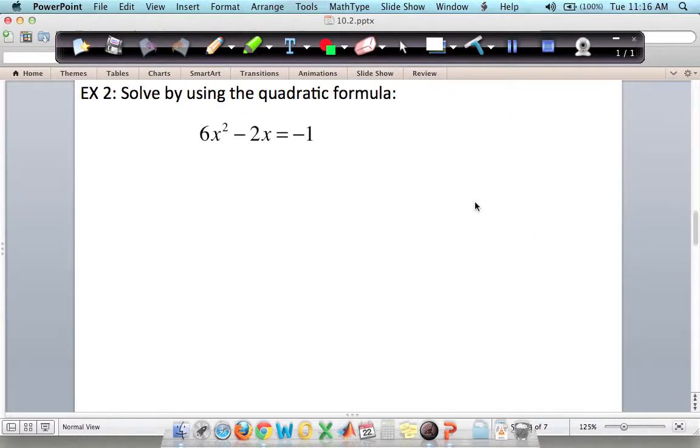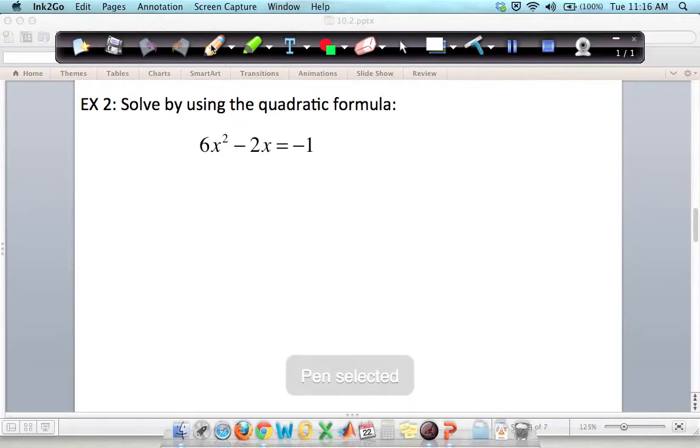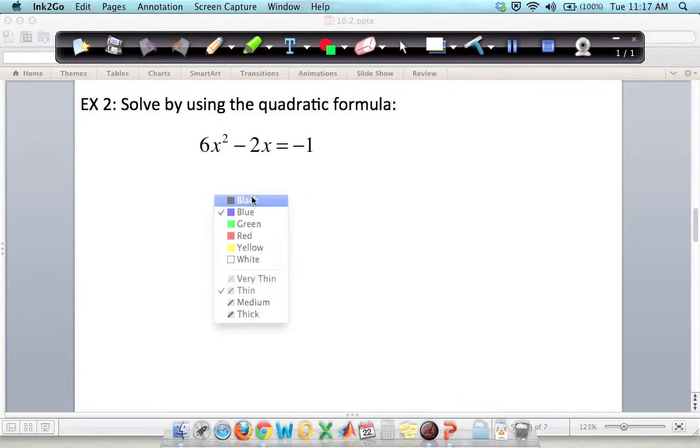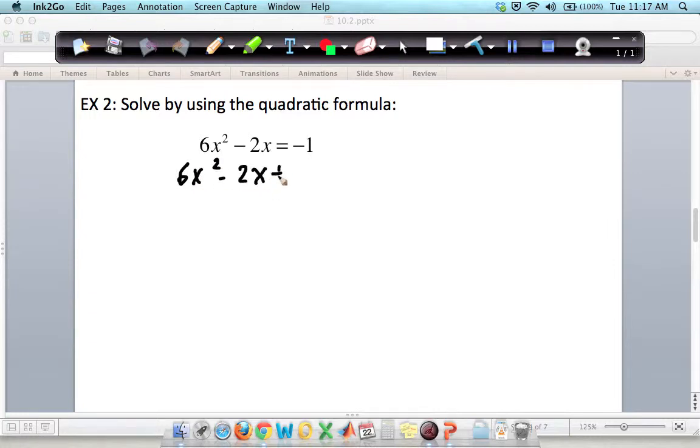Okay, so let's do the second example. We're going to solve 6x squared minus 2x equals negative 1. So the first thing I need to do before I can solve is move that negative 1 over to the other side. So add 1, it becomes plus 1 equals 0. It's the only way I can correctly write down what my a, b, and c are. So a is 6, b is negative 2, and c is a positive 1.